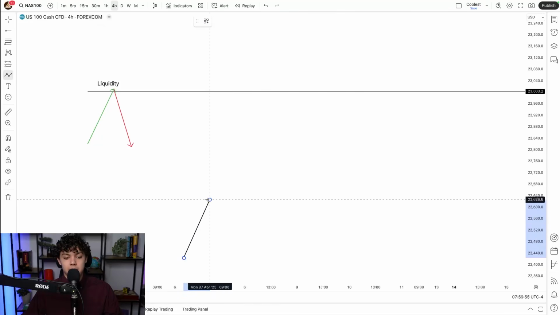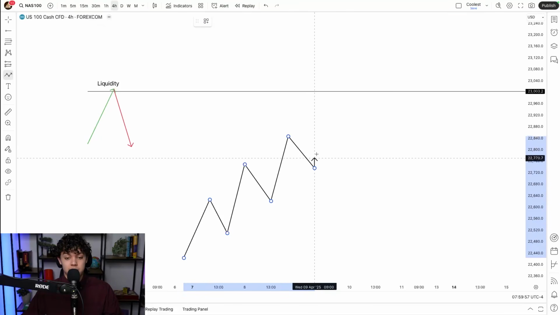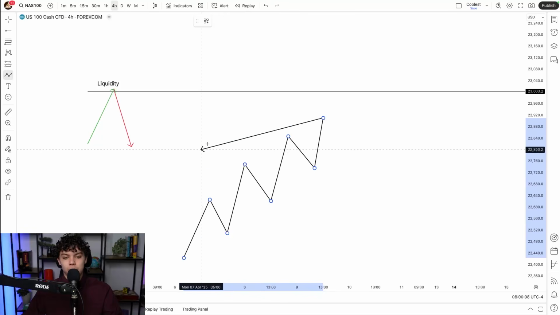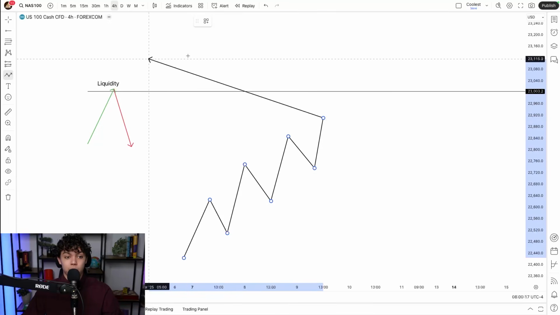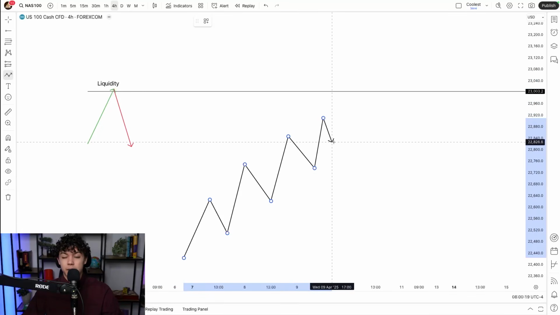So the uptrend moves in higher highs, higher lows, higher highs, higher lows, higher highs, higher lows, higher highs. Now keep this in mind. We want to be looking for buys in here because we want to follow the market trend, right? But since we're now talking about how to find the market structure shift with liquidity to catch the sniper entry, then you need to see something like this.